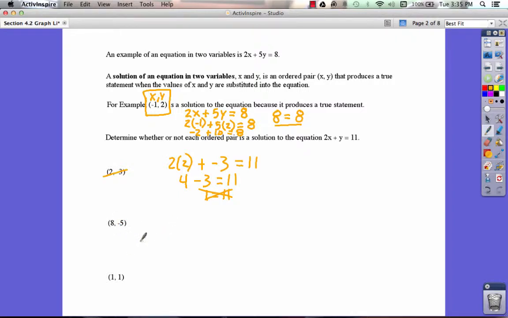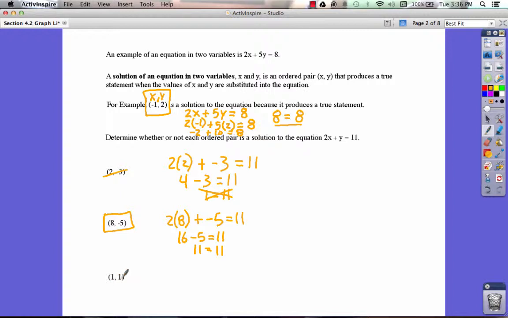8, -5. Let's try that one out. We plug it in. So we got 2 times 8 plus -5 equal 11. 2 times 8 is 16. Plus a negative means -5 equal 11. 16 minus 5 is 11 equal 11. This is a true statement. That means 8, -5, this ordered pair, is a solution to the equation.